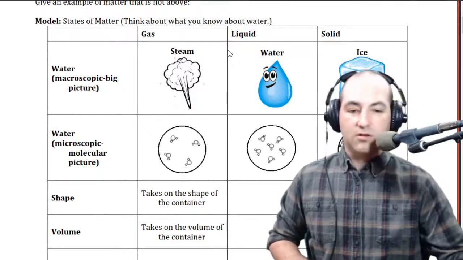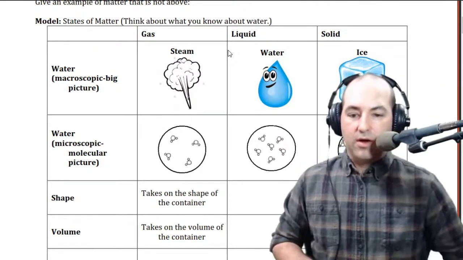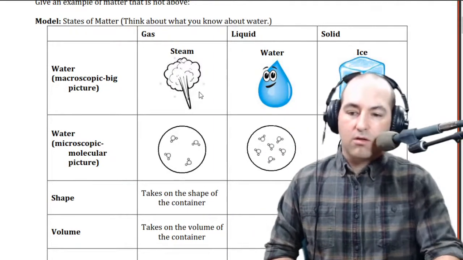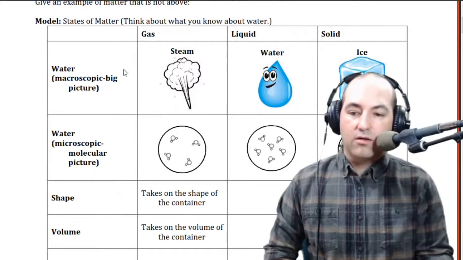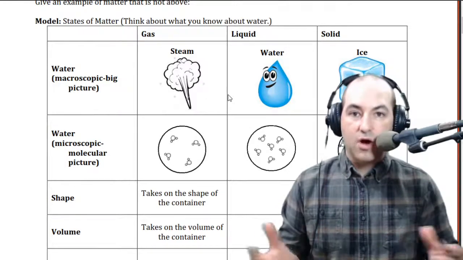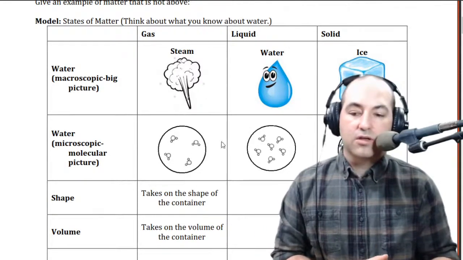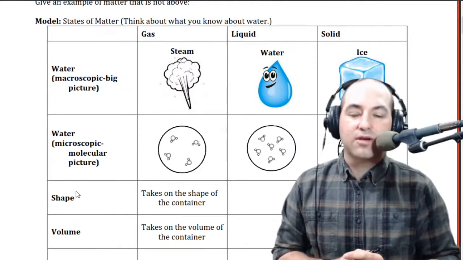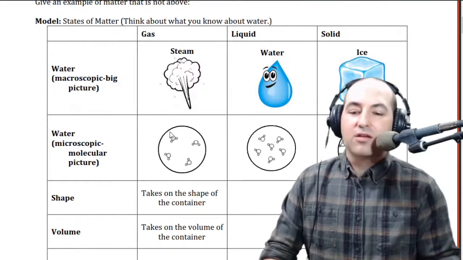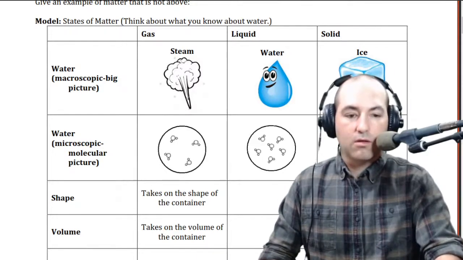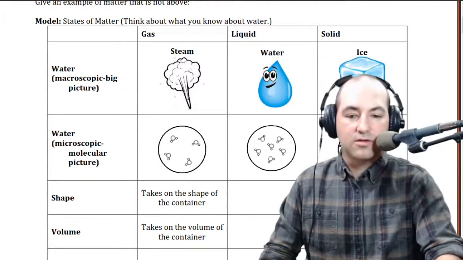Okay. So for example, we can look at water from a macroscopic perspective. That is, what does it look like to us as we experience it? We can also look at what we would call a microscopic or molecular picture, really submicroscopic, since atoms are a little smaller than that, and talk about what the atoms themselves or the molecules are doing.